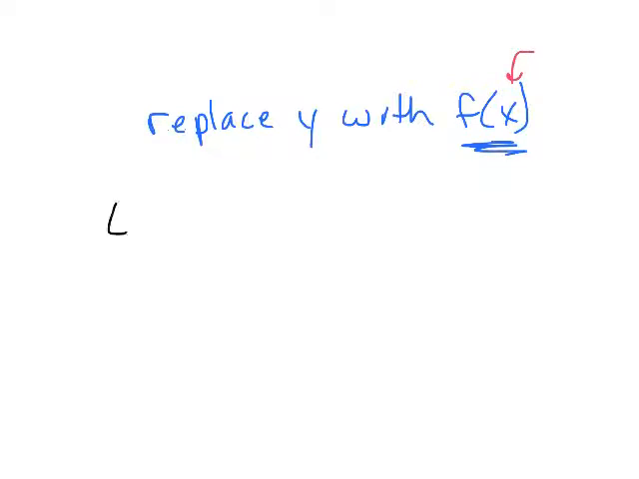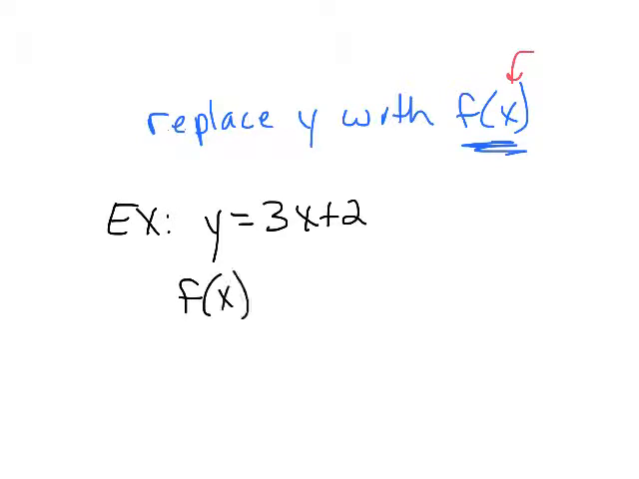So for example, if I start with y is equal to 3x plus 2, I can write that in function notation by just representing the y as f of x. That is a function in terms of x, 3x plus 2. It doesn't change the meaning of the function, it's just a different way to represent it. As a coordinate pair, I have x and f of x.